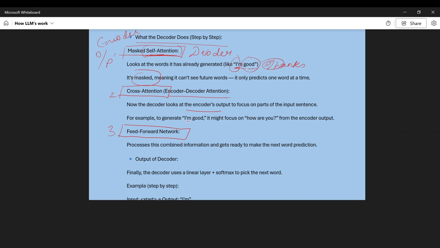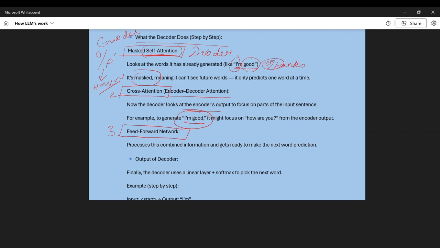For example, to generate "I am good," it might focus on "how are you." So in the encoder, we had the output as "how are you." And the encoder and the decoder's output was, first word was "I am." And then it might generate the next word, "good." But whatever is generated from the decoder as an output, it also compares it with what we have from the encoder, which was "how are you." So it is comparing "I'm good" with "how are you."